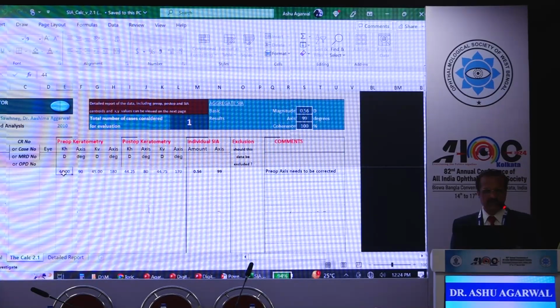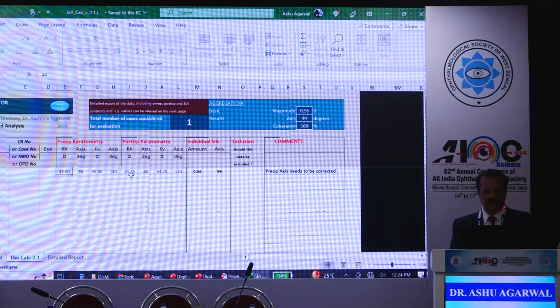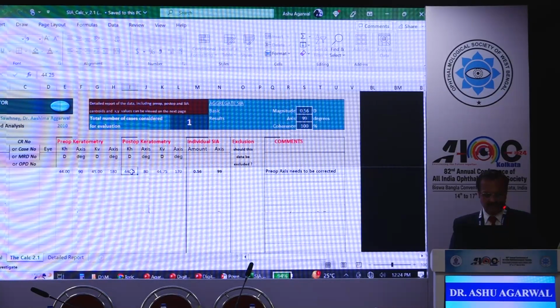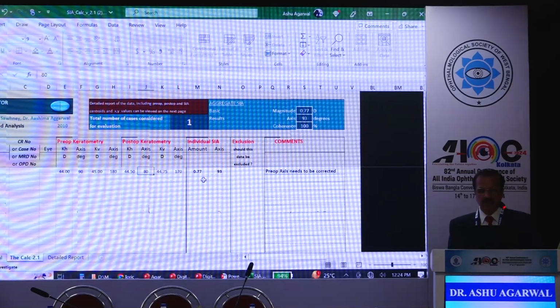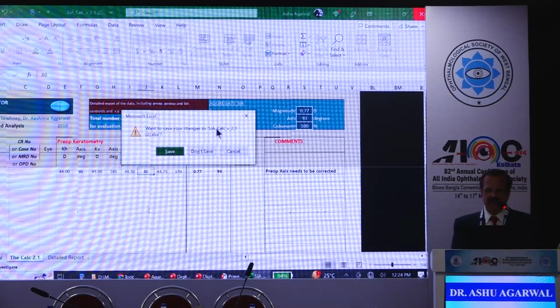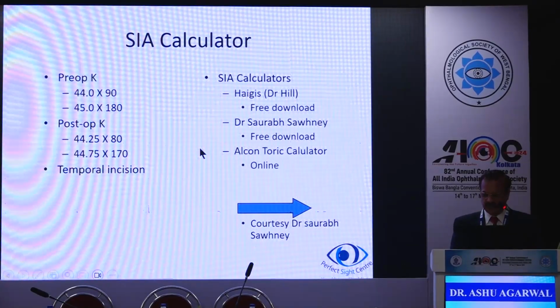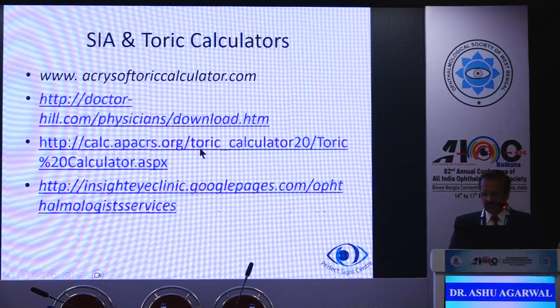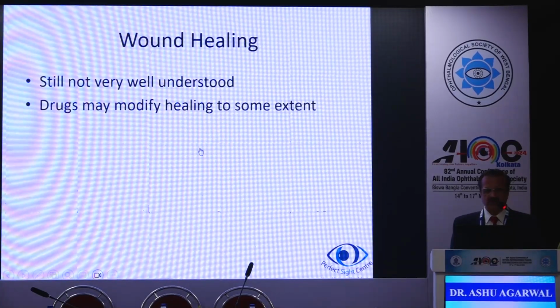Supposing I were to change the post-op to 44.5, and just see how the value changes. From 0.56, it will go to 0.77. So this is how one can understand this and help move ahead. So these are some of the online toric calculators available. There are quite a few now.